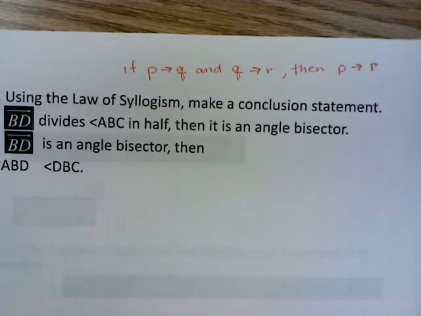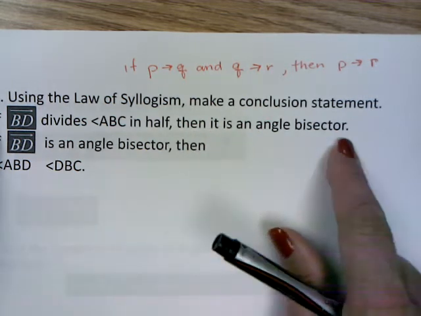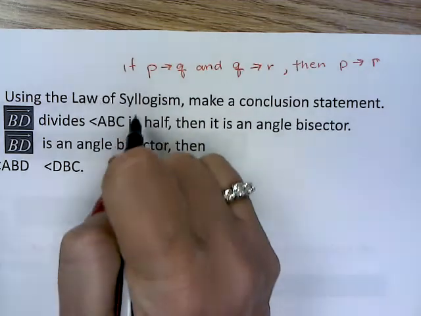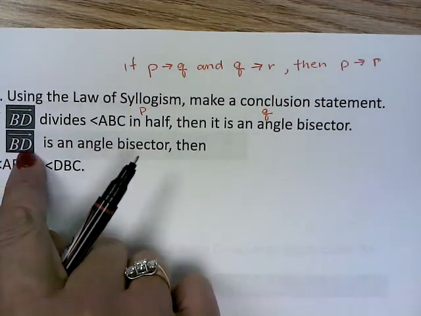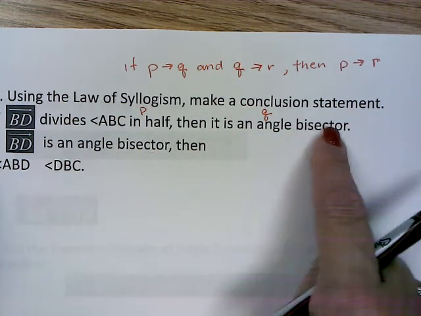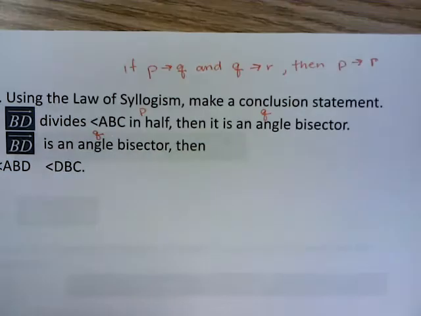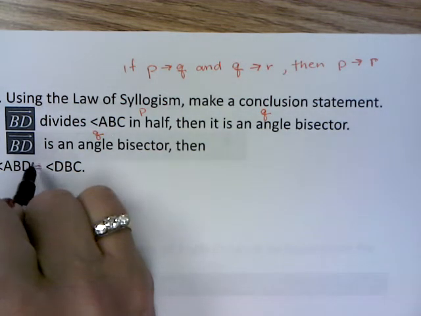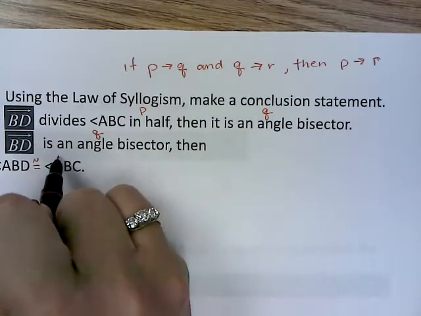So looking here, let's see if we follow a pattern. If BD divides angle ABC in half, then it is an angle bisector. Okay, so I have a P and I have a Q. Now, if ray BD is an angle bisector, that matches this, so there is my Q. Then angle ABD is congruent to angle DBC. So what can I then draw with my law of syllogism? That will be my R.